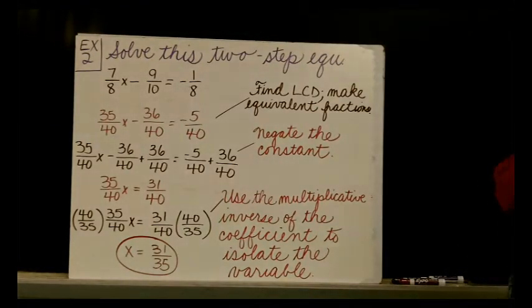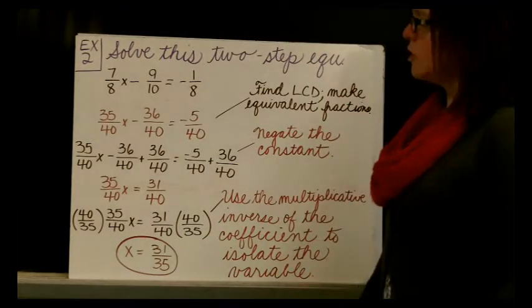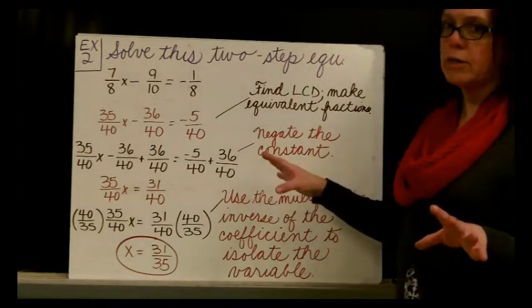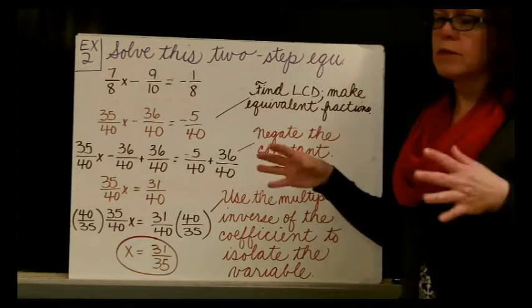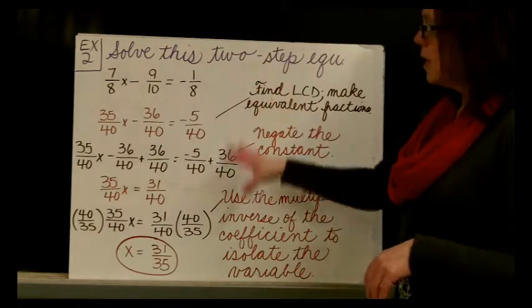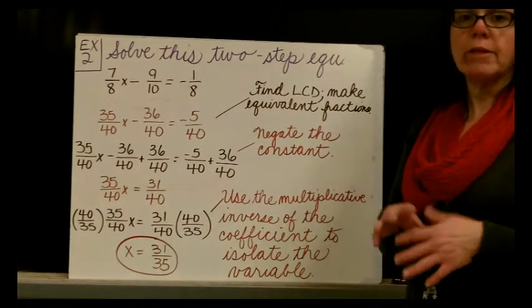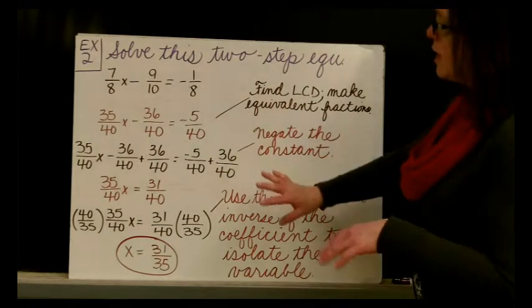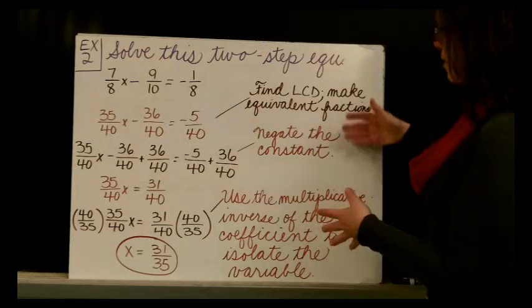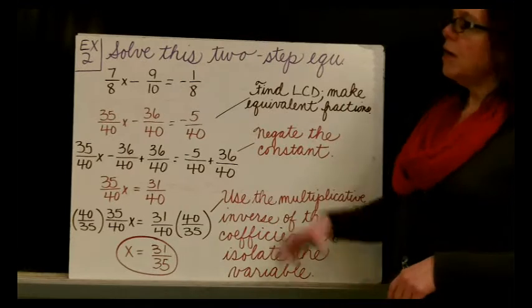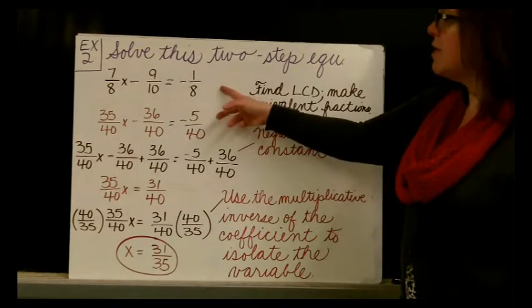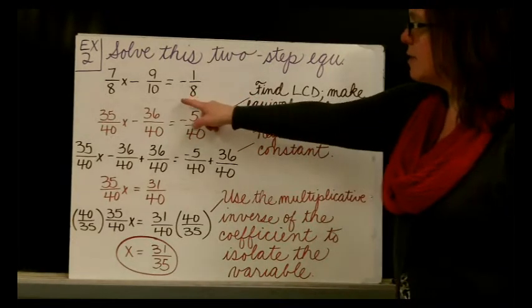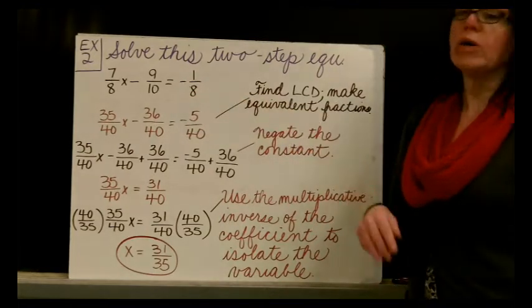Now here we have example 2. This is a two-step equation, and there is an awful lot going on here. So you may need to pause this a couple of times to copy what I have and then maybe listen and re-listen a few times. What I did is I have the problem on one side and I have a list of steps here on the right. Our original problem is 7/8 x minus 9/10 equals -1/8.